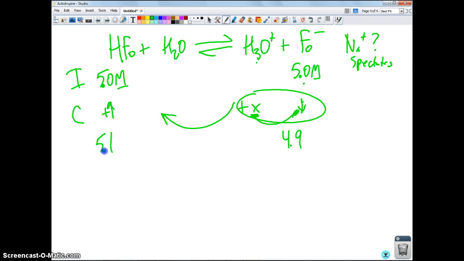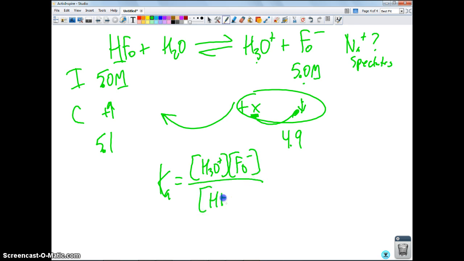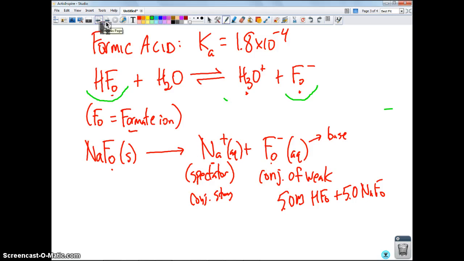So I get 5.1. And now if we go back to our Ka, this is a Ka expression, acid, right? This was the concentration of H3O times the concentration of FO minus, all divided by the concentration of HFO. So if that's what I have, now I know the concentrations of these things. So what do I have? I know the Ka, right? The Ka was what was given to us up here at the beginning. Oh, I never gave it to you. It was on the previous page, wasn't it? There it is. Ka is 1.8 times 10 to the negative fourth.